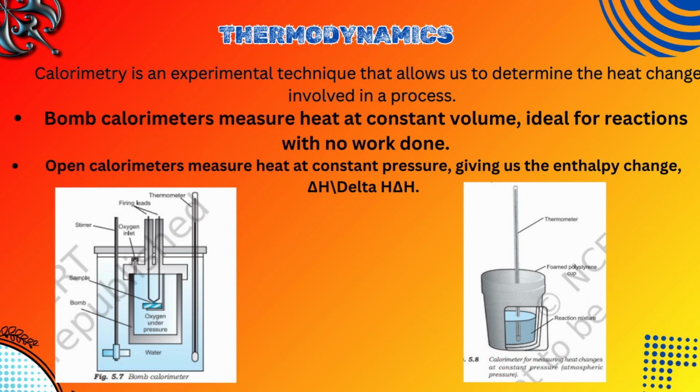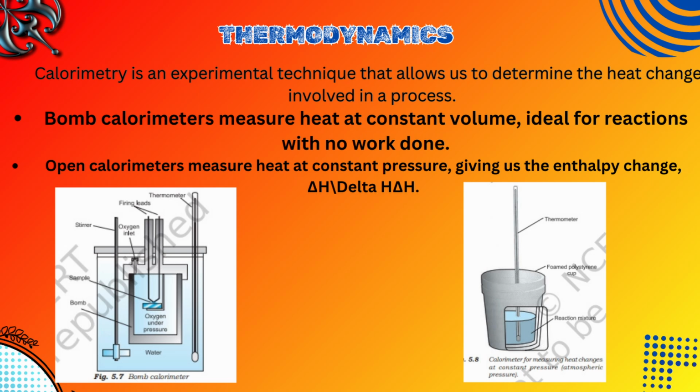Let's start with constant volume. This is often done using a bomb calorimeter. Imagine a steel vessel, or bomb, surrounded by water to prevent heat loss. Inside this bomb, a combustible substance reacts with pure oxygen. The heat generated during the reaction transfers to the surrounding water, causing a measurable rise in temperature. This setup ensures that the volume remains constant throughout the reaction, and since there is no volume change, the system performs no work, ideal for energy measurement. We then use the calorimeter's heat capacity to calculate the heat change, denoted as QV, using a simple formula.